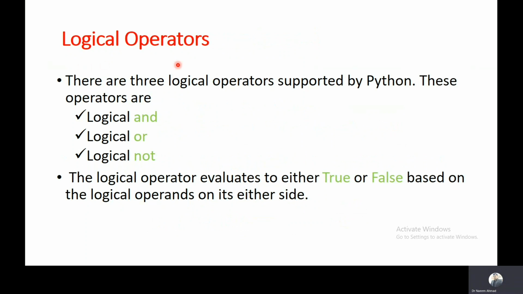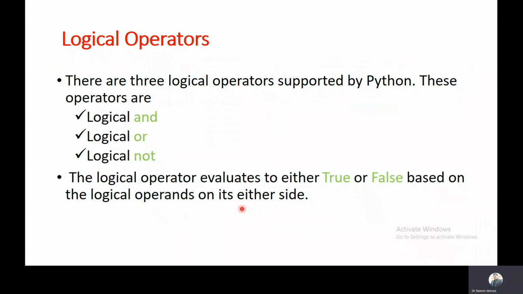In Python, logical operators are used on conditional statements. These operators work as a conjunction between two conditional statements. There are three logical operators supported by Python. These operators are logical AND, logical OR, and logical NOT. The logical operator evaluates to either true or false based on the logical operands on either side.